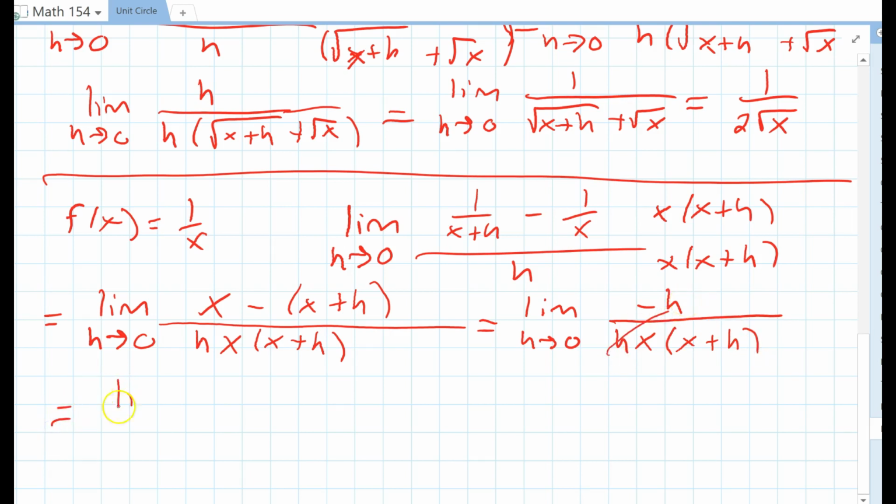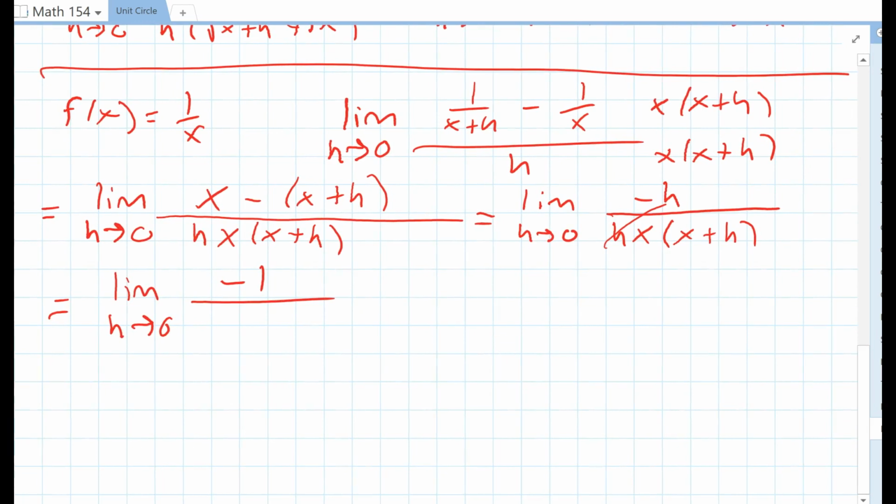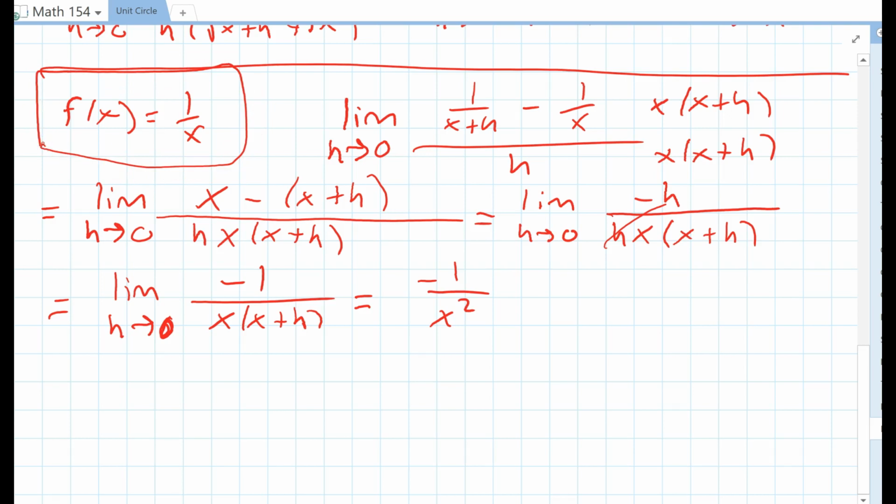That leaves me with the limit as h approaches 0 of -1. It's important to notice there's a -1 up there. And on the bottom, I have x times x plus h. But of course, as h gets close to 0, this bottom just becomes x squared, doesn't it? So I have -1 over x squared. So what is -1 over x squared? -1 over x squared is a formula that you can use to find the slope, the instantaneous slope, at any point on the graph of 1 over x.